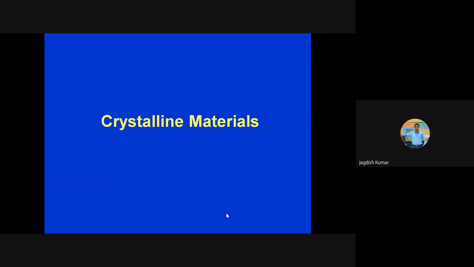As I had shared, we have to cover certain course contents, and the first unit is on crystalline material. These crystalline materials are the simplest of all the materials in the sense that they have a very well defined arrangement of the atoms.